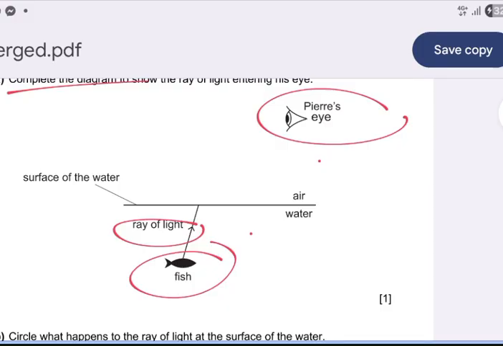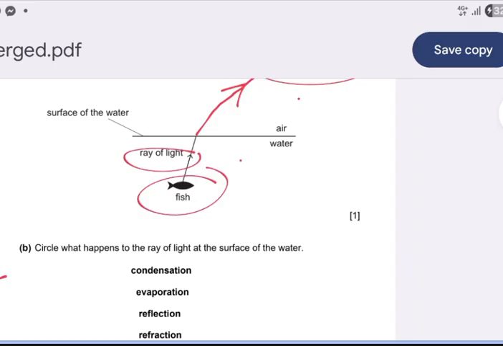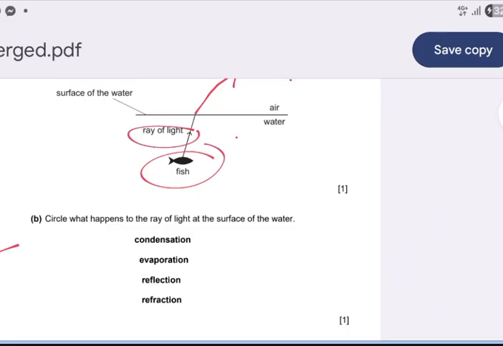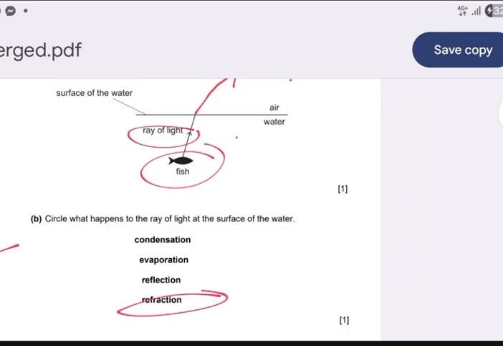Which one is lighter, air or water? Air, so the angle will be more, so it will be like an arrow like this, a straight line from the surface of the water to Pierre's eye. So circle what happened here. This is condensation, evaporation, reflection, or refraction. Refraction, because the light will have a different speed between air and water.